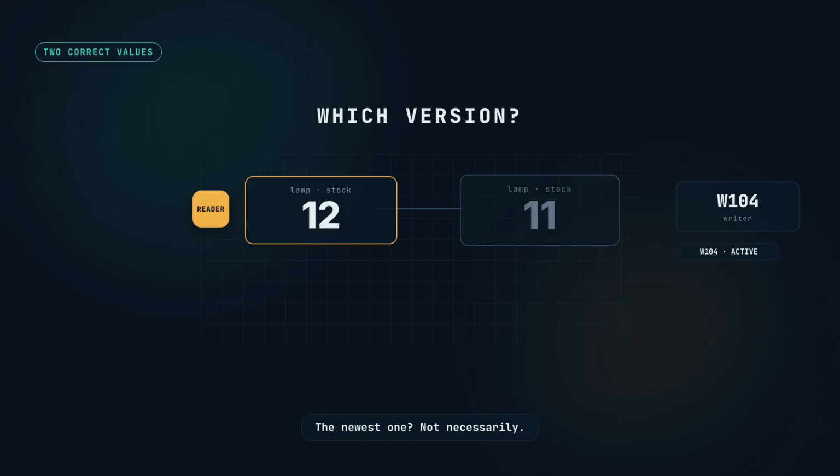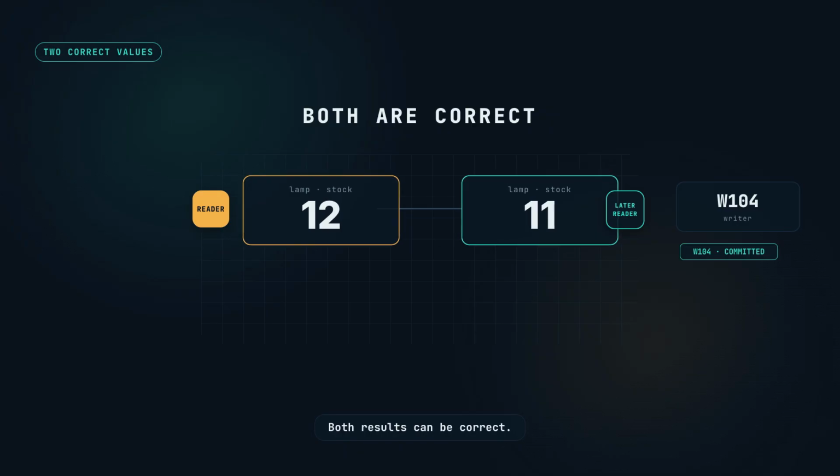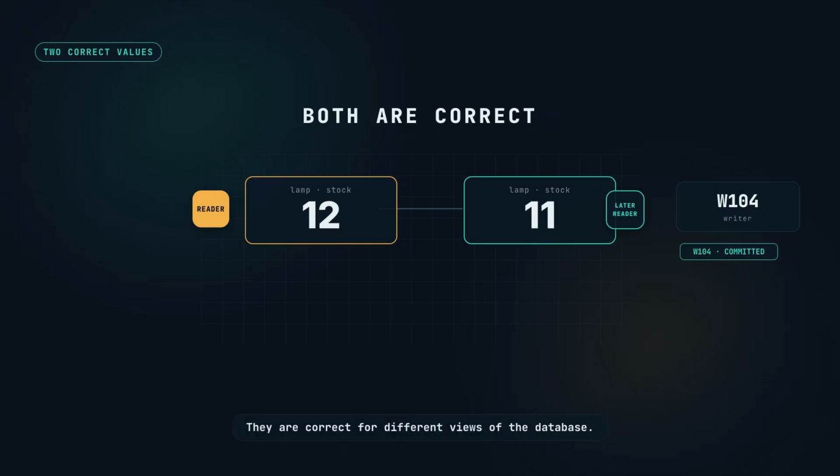The newest one? Not necessarily. A busy database can let one transaction keep reading 12 while a later reader sees 11 after the writer commits. Both results can be correct. They are correct for different views of the database.